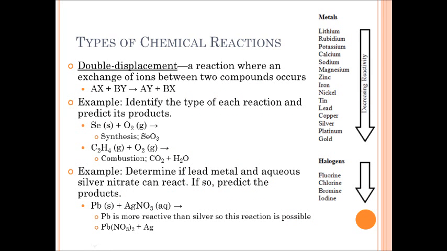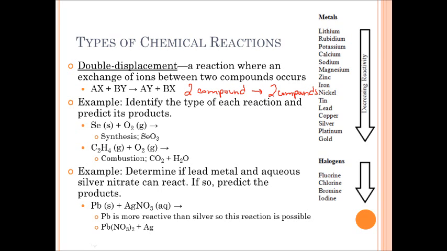Our next type is going to basically be 2 compounds combining together, this is called double displacement, and that's going to give us 2 compounds. Alright, so with these types of reactions, you could be asked to identify the reaction and then predict the products.